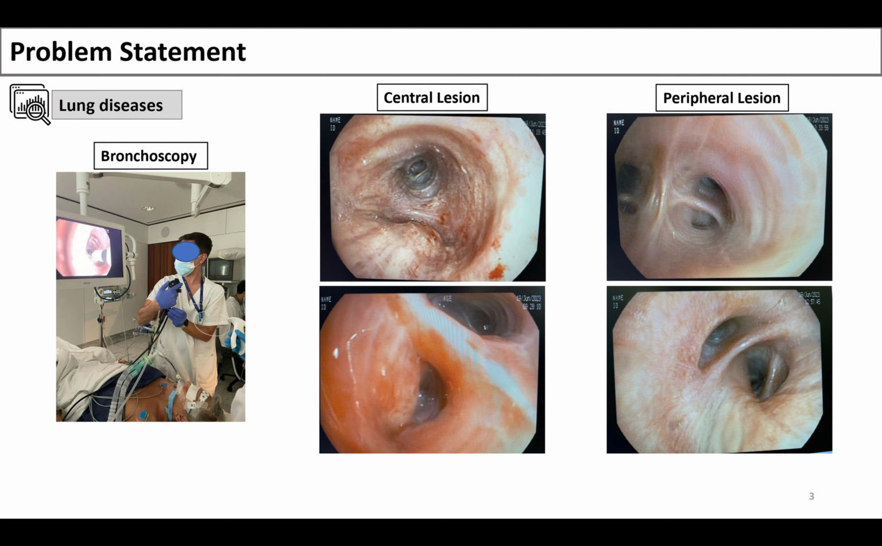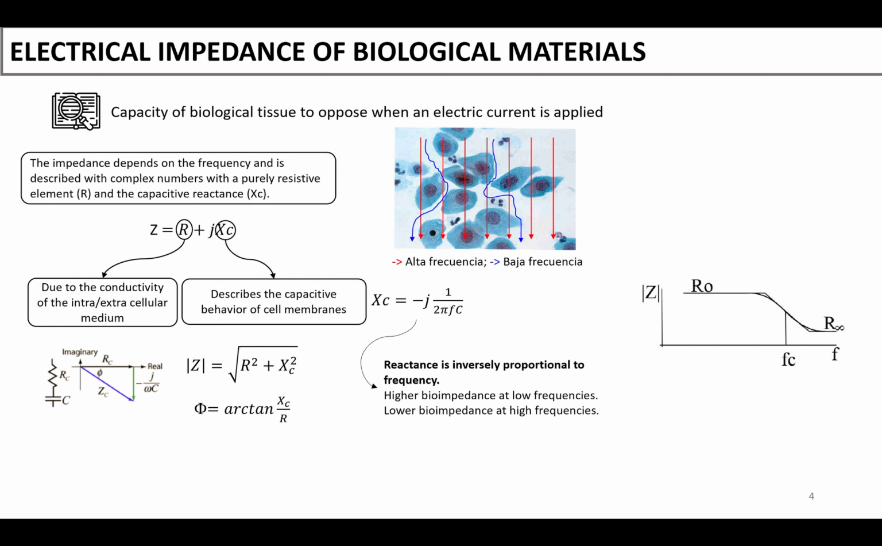A correct lung sampling is crucial for the correct diagnosis of lung diseases. For this reason, it is extremely important to apply new diagnostic techniques to complement the current ones. The study aimed to apply bioimpedance measurements to differentiate between lung tissue states.